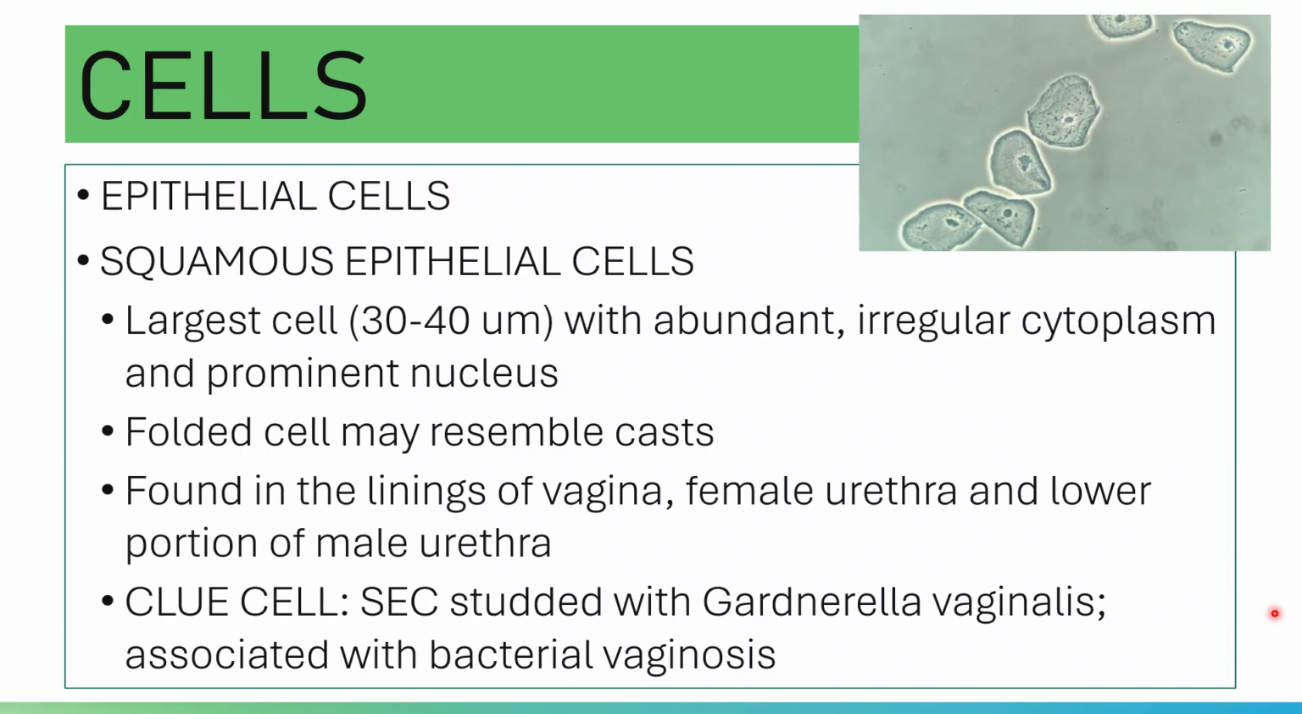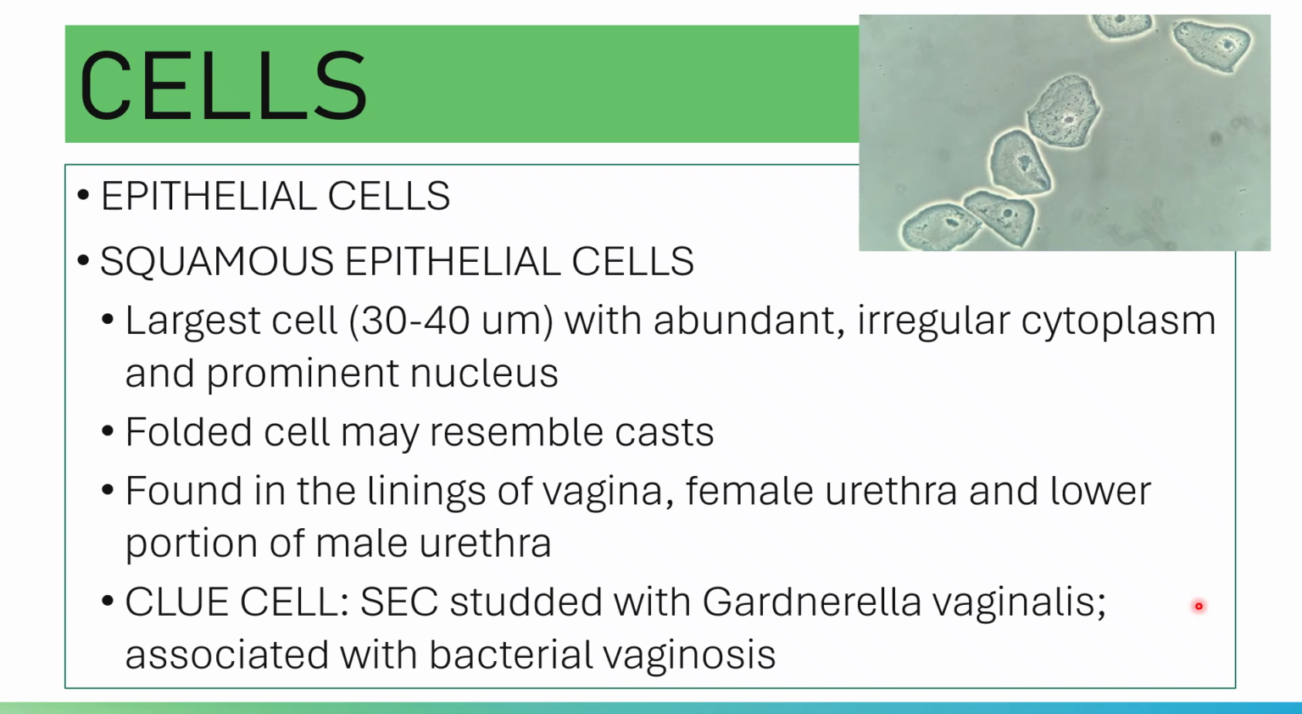And as for clinical significance, there is the clue cell. This is actually a squamous epithelial cell that is studded with Gardnerella vaginalis. This clue cell indicates a vaginal infection by the bacterium Gardnerella vaginalis. Again, clue cells are squamous epithelial cells covered with Gardnerella coccobacilli.